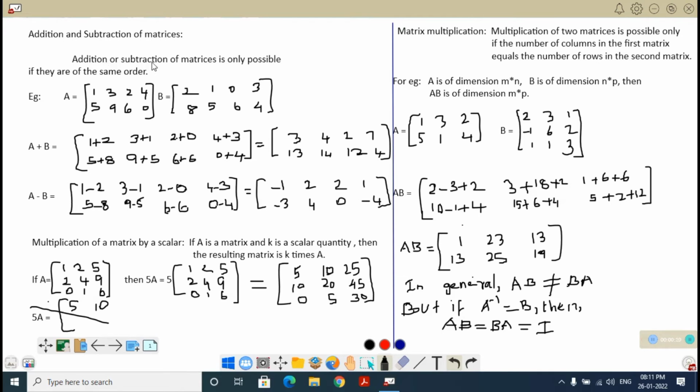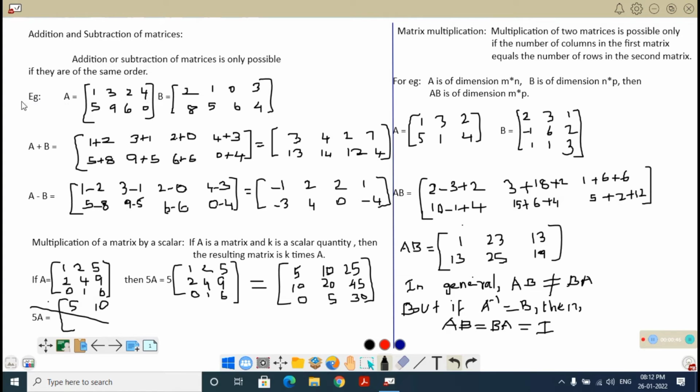This addition or subtraction of matrices is only possible, please consider this, only possible if they are of the same order, that means same dimensions. If both matrices have the same dimensions, then only we can add or subtract them. If they are of different orders, addition or subtraction of matrices is not at all possible.